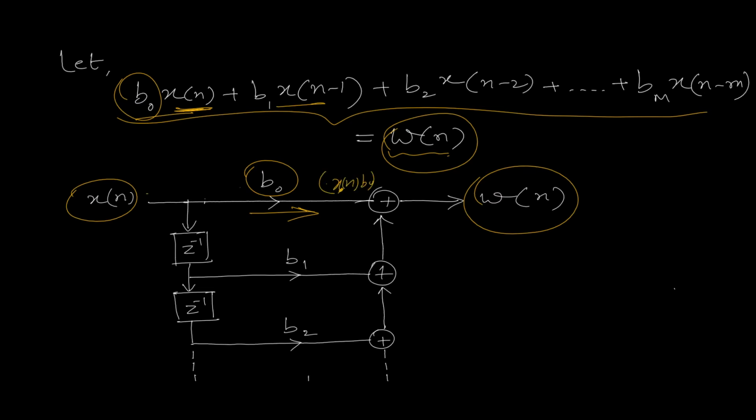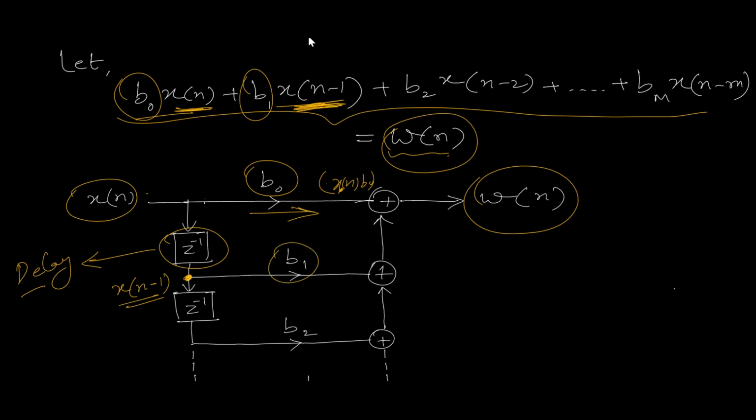And we know this thing we call a delay, right? It's a unity delay element. It delays your signal by 1 unit. So at this point what we get is x of n minus 1, a delay of 1 unit. So x of n minus 1 will get multiplied with b1, and at this point we get x of n minus 1 multiplied by b1.